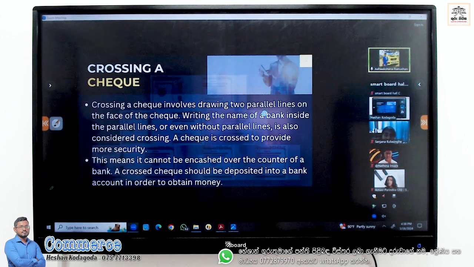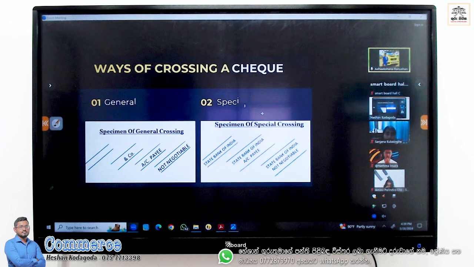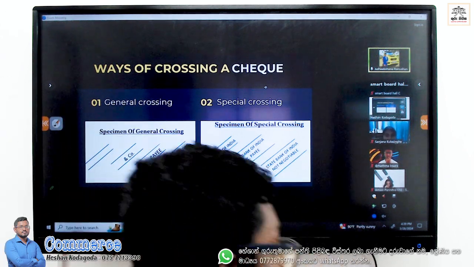Crossing a check. Crossing a check involves drawing two parallel lines on the face of the check, writing the name of the bank inside the parallel lines, or even without the parallel lines is considered as crossing. A check is crossed to provide more security. This means it cannot be encashed over the counter of a bank. A crossed check should be deposited into a bank account in order to obtain money. Ways of crossing a check. There are two main ways of crossing a check. They are general crossing and special crossing.